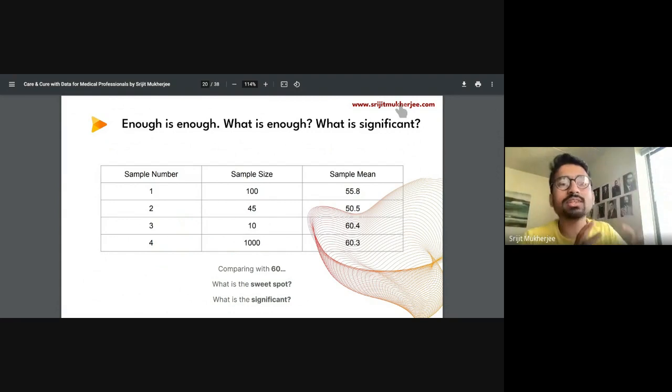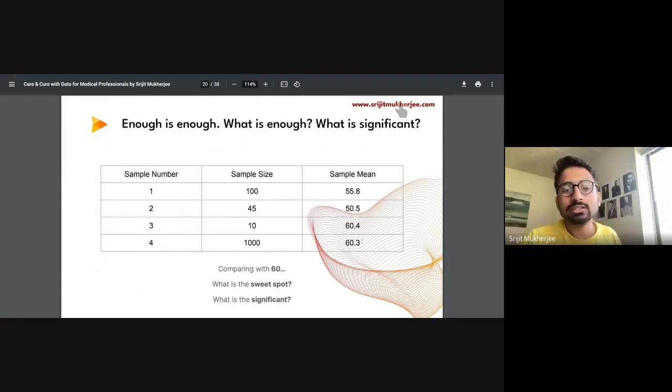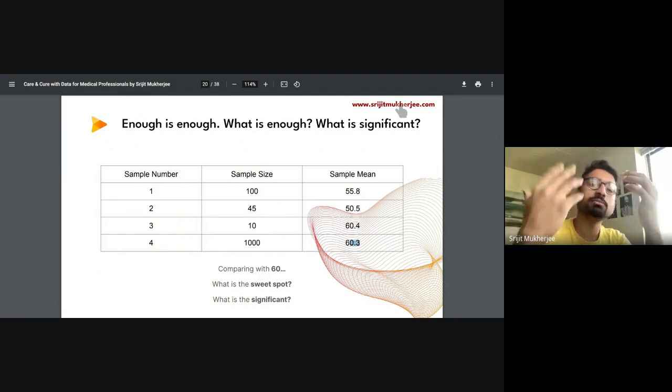And that is what the whole of statistics is all about: telling you significance, like what is the sweet spot. But the basic idea I wanted to share via this slide is that the more data points you have, like if you get information about something from a lot of people, that is probably much more true, right? So if 1000 data points are saying the mean is 60.3, it's much more valid than 10 people saying the mean is 60.4, right? The more the data, the more the belief.